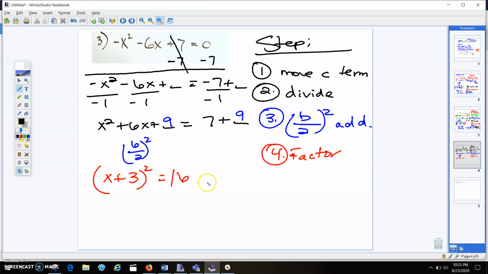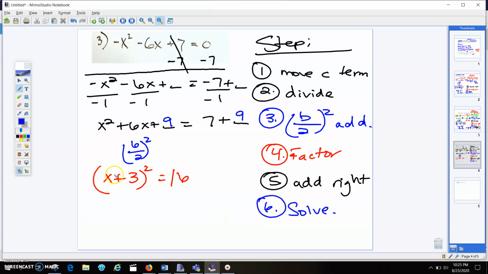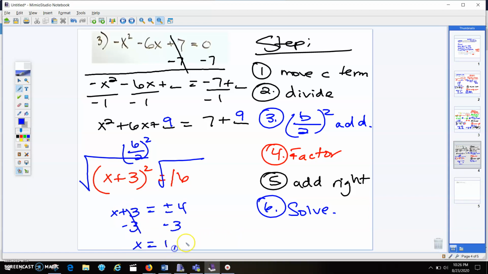And I kind of jumped ahead and went to step 5. Step 5 is to add the right side. We already did that. Now, if on step 6 it says solve, and sometimes if it just says factor, this is what you're going to leave it as. But if it says solve, you're going to actually take the square root of both sides, and you're going to get x plus 3 equals positive and negative 4. If I move 3 to the other side, I'm going to get x equals positive 1 and negative 7. And that's exactly what our first equation was, the answer choices.